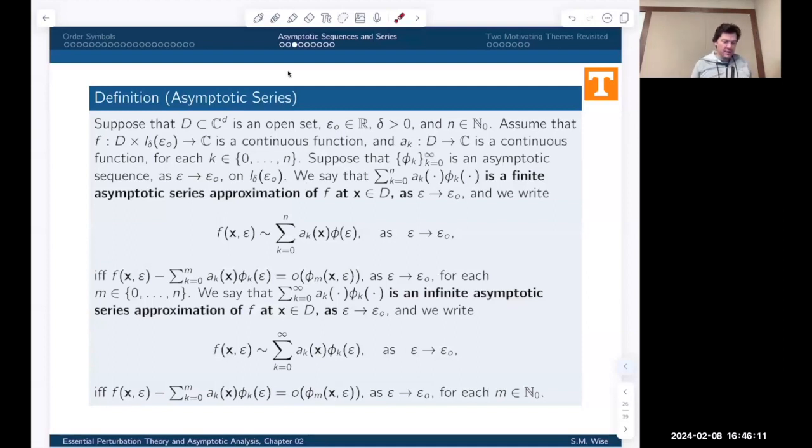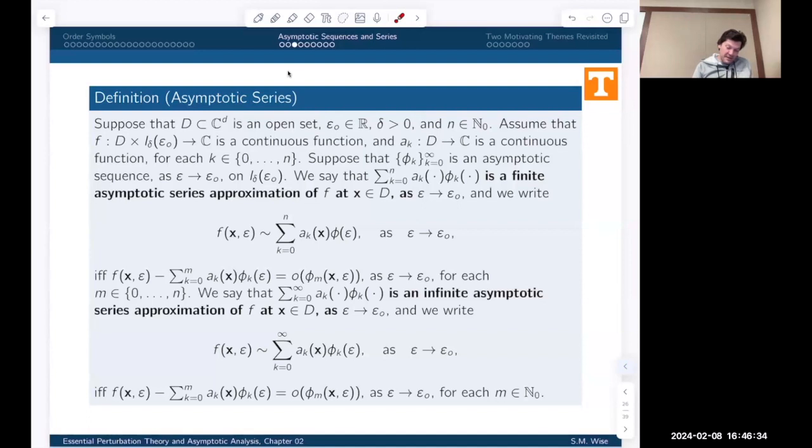Now that we have asymptotic sequences out of the way, we can define asymptotic series. There's a finite version and an infinite version. We're mainly going to be interested in the infinite version, so I'll skip the finite version. So the first thing you need to do is suppose that you have an asymptotic sequence in, let's use a neighborhood of epsilon naught.